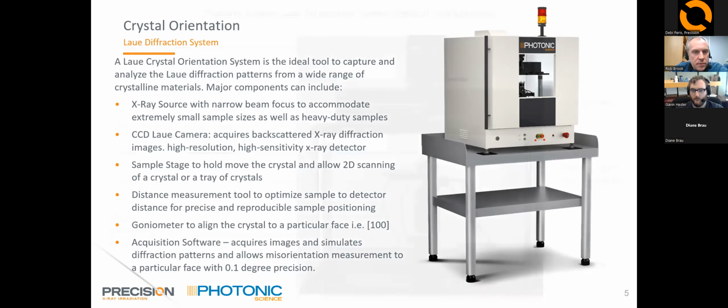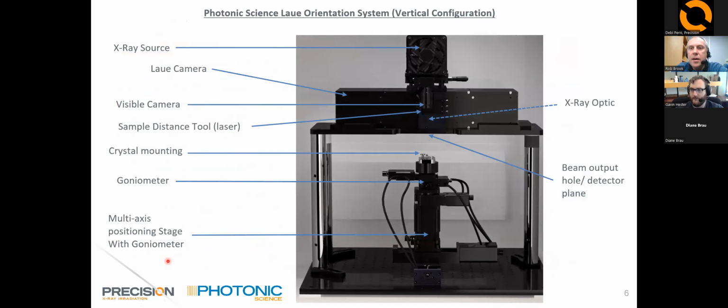Next slide. So this is an image here showing our system. At the top, you've got the X-ray source here. This shines an X-ray beam through the Laue camera with this rectangular box here. We have a visible camera mounted at the front, and this enables you to view the sample, looking down at the sample to choose the area of interest. And you can then drive it back under the laser tool to measure the distance and get the distance set correctly, so that you're at the focal point of where the X-rays come down here.